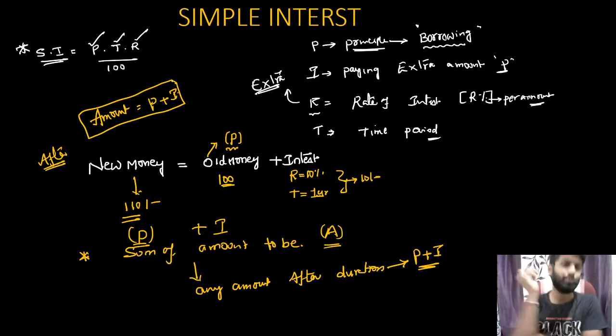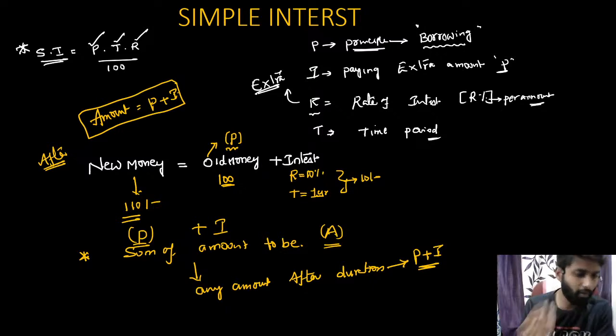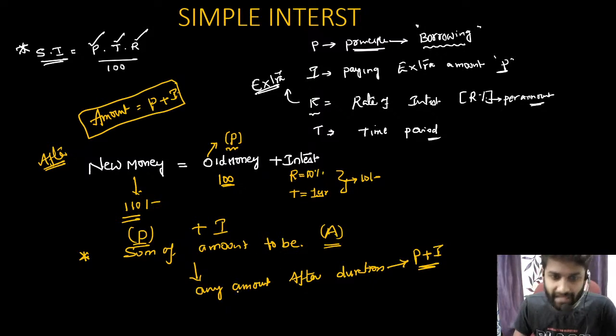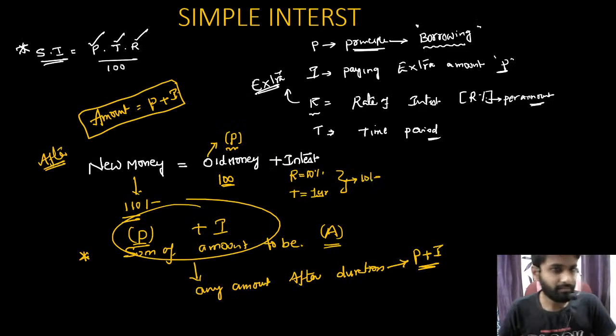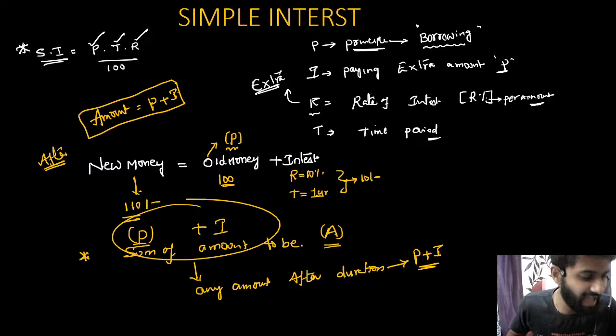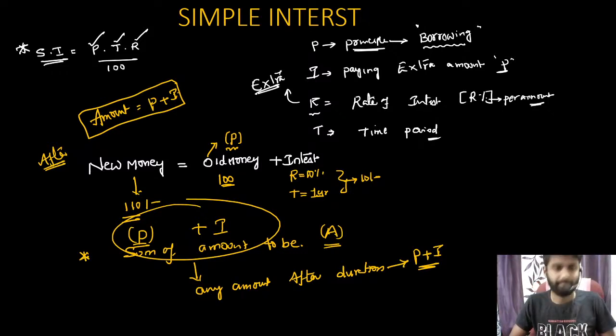So this is the second important parameter. If you see the statement sum of amount to be, it includes both principal and interest. Clear? This is the first part. Up to now, according to the simple interest formula, PTR by 100. Next one, new money is equal to old money plus interest. It means any amount we are getting after the duration includes both principal and interest. That's why amount can be defined as the A value. Clear? Is the terminology clear?